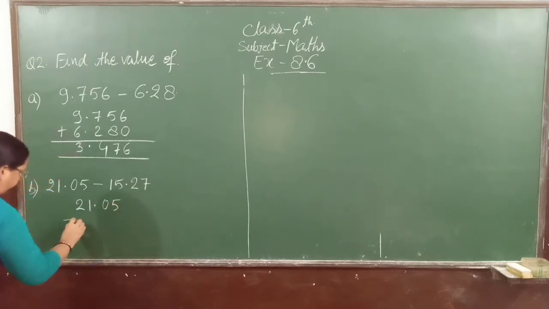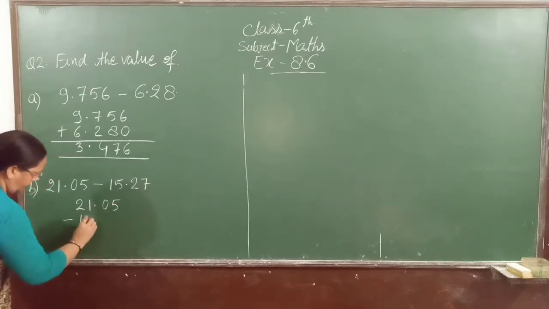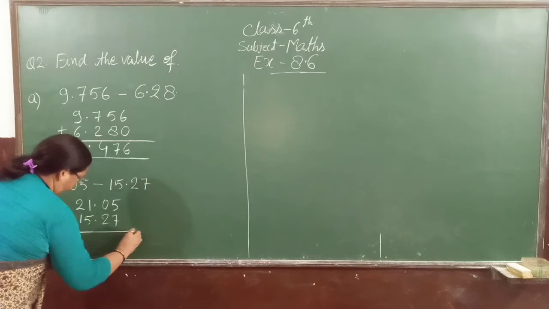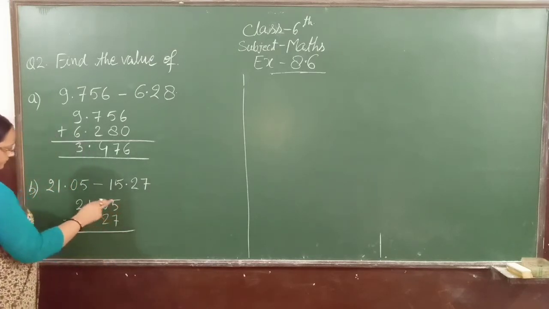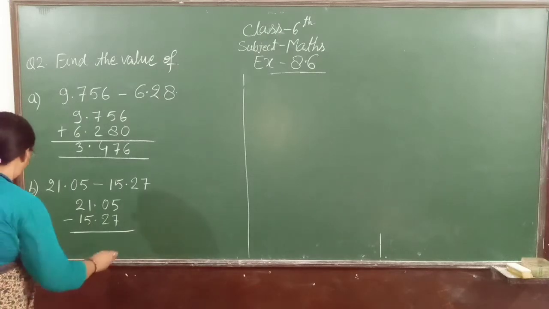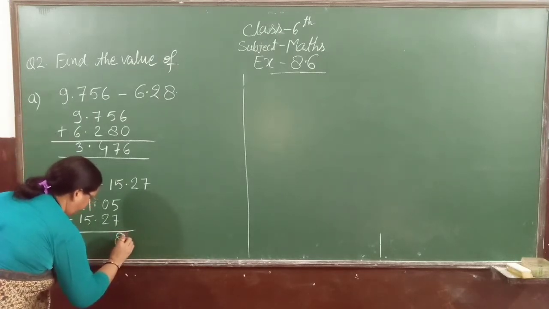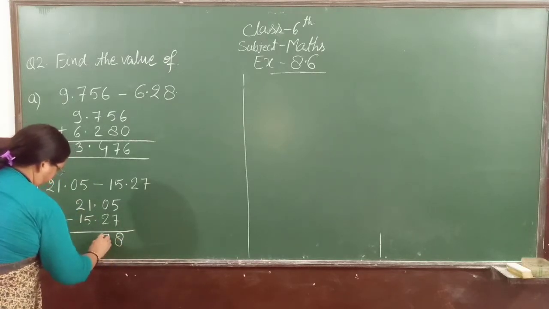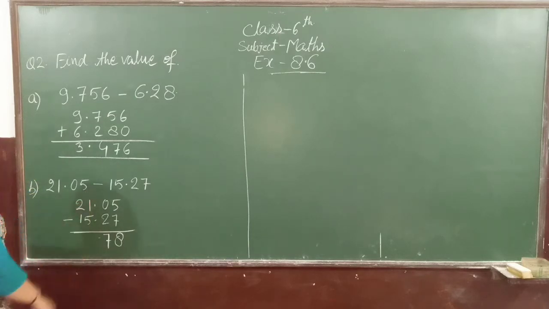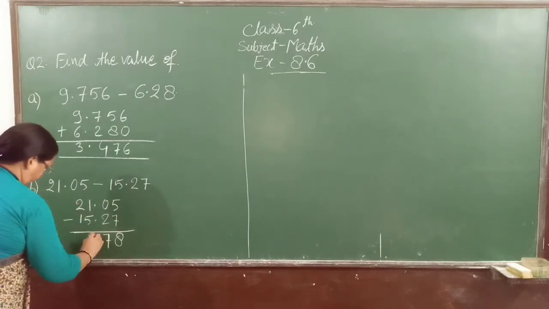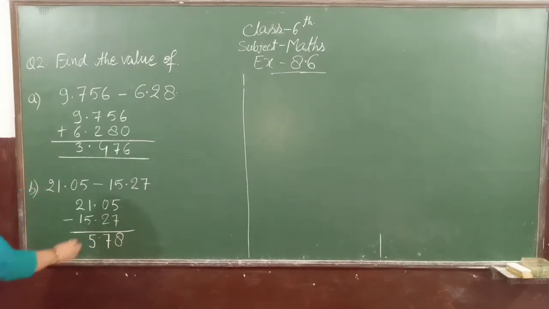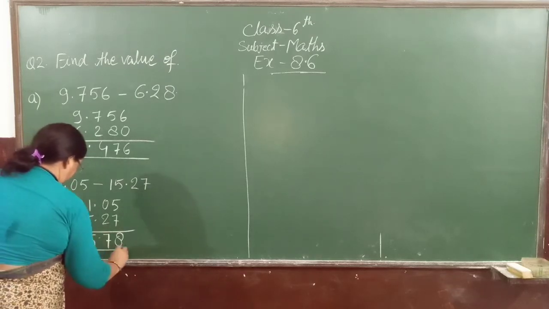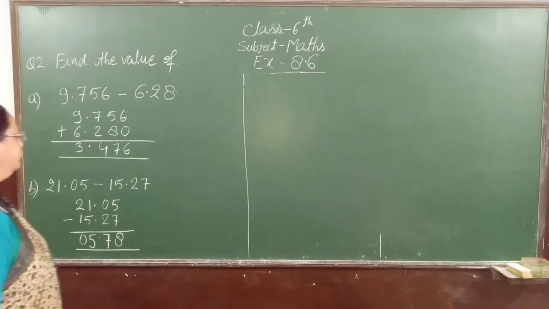21.05 minus 15.27. Take carry. 10, 15 minus 7, that is 8. 9 is here. 9 minus 2 is 7. And again 10, 10 minus 5 is equal to 5. And this is 0. The answer is 5.78.